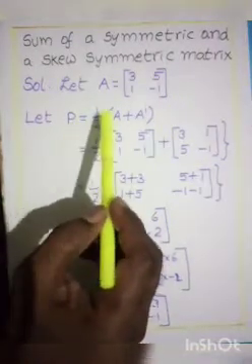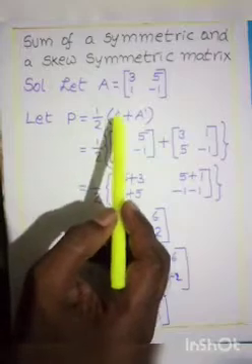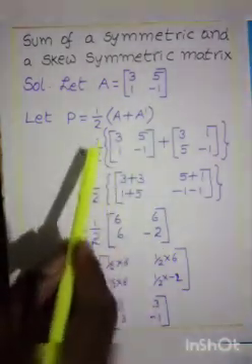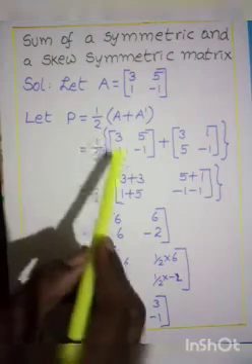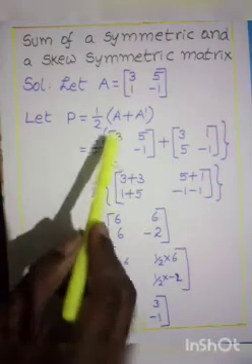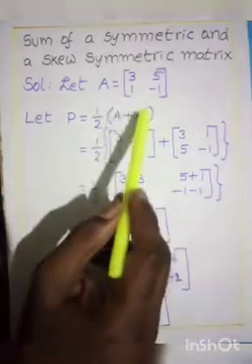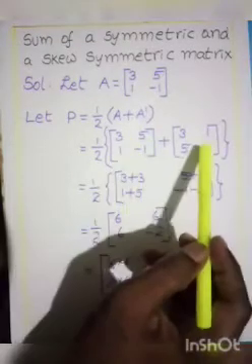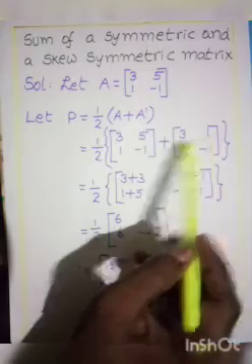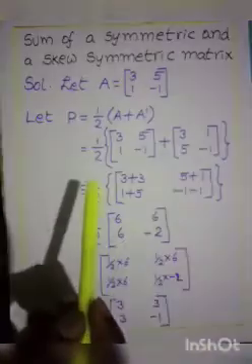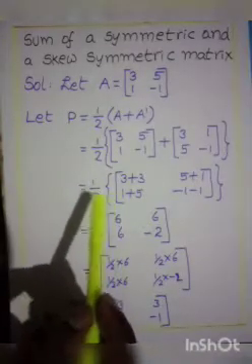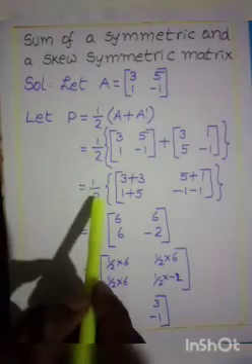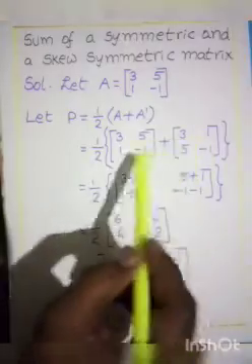P is a matrix that is equal to 1 by 2 of A plus A dash. Now we are finding this matrix P. The 1 by 2 into, we are substituting A and A dash. Here this is A and this is A dash. Understood this step, my dear children? Right. Now come to the next step, that is equal to 1 by 2 by adding the two matrices.